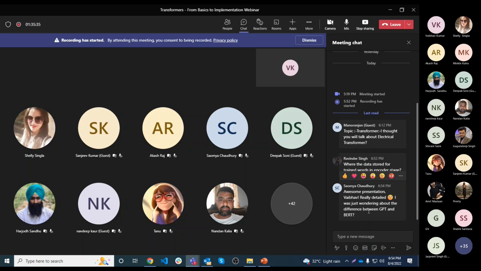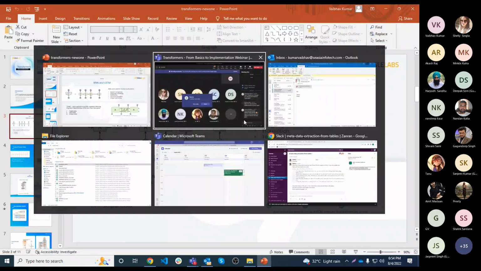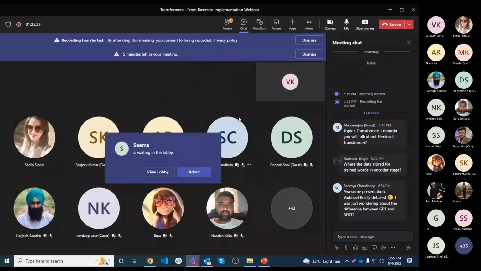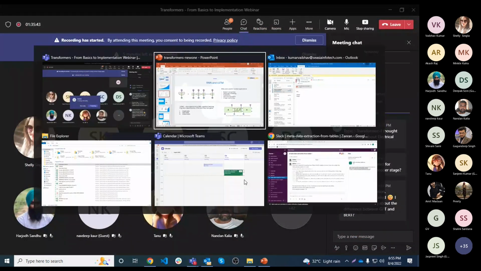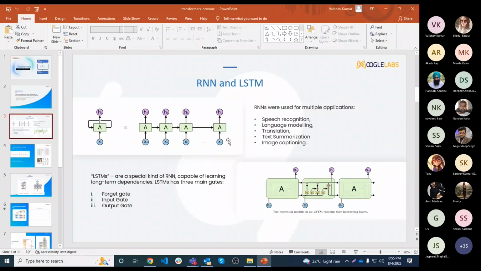Difference between GPT and BERT. Okay, yeah. So GPTs are also a special kind of transformers, where GPTs are generative pre-trained decoder-only stacks. BERT is basically an encoder-only stack. GPTs are decoder-only stacks, and architecturally they are similar, but the tasks they perform differ.